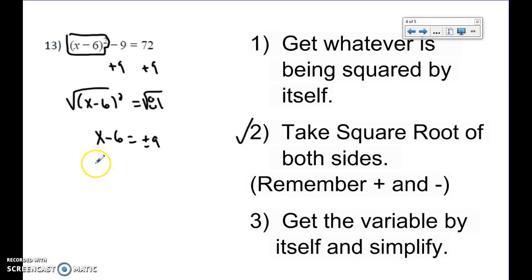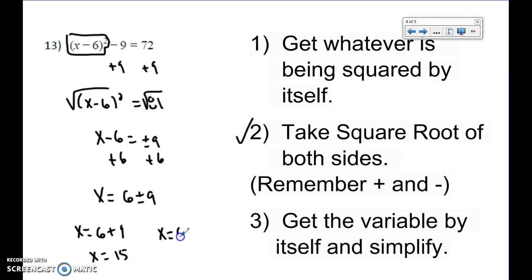All right, now we're going to solve for x. Add 6. So I get x equals 6 plus or minus 9. So I'm going to say x equals 6 plus 9, so x equals 15. And then I'm going to do the same thing. x equals 6 minus 9, and I get negative 3.